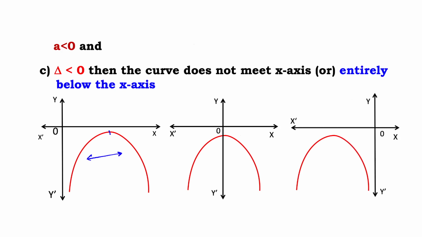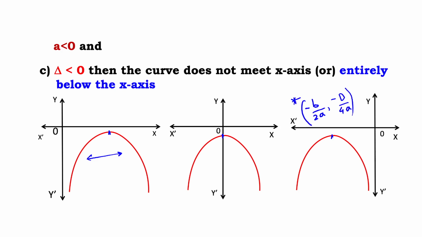This vertex may be at the positive, negative, or this will intersect at any other point, right? Any vertex is known as minus b by 2a and minus d by 4a, right? You have to remember this, very important, and we have to use this also. So you have to remember this vertex, right?